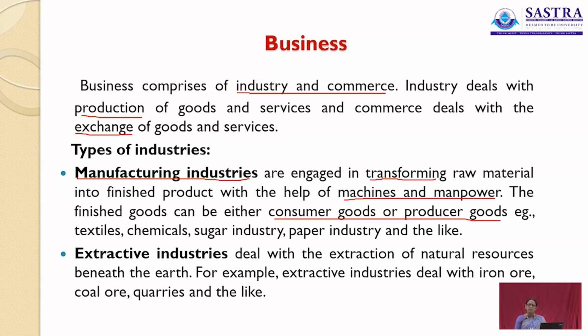The best examples of manufacturing industries are textiles, chemicals, sugar industry, paper industry and the like. Next comes the extractive industries. Extractive industries deal with the extraction of natural resources beneath the earth. So we are going to take the natural resources from below the earth. That may be iron ore, coal, quarries, etc. That is called extractive industries. We are going to extract the natural resources.